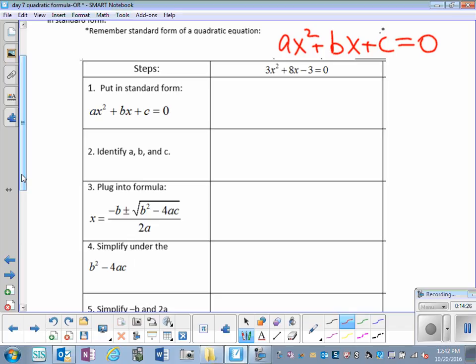The example here, 3x squared plus 8x minus 3 equals 0. So first step, put in standard form. Do I need to do anything? Already is. So I'll just rewrite. It's already in standard form. Very good.